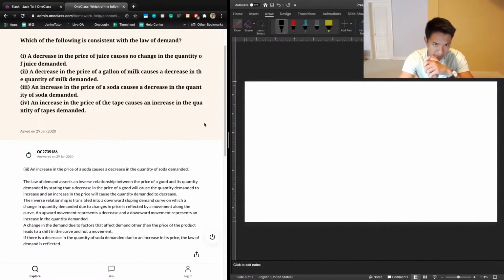So the law of demand tells us that, ceteris paribus, holding all else equal, as price goes up, quantity demanded goes down. As price goes down, quantity demanded goes up. We want to see an answer choice that reflects this trade-off, or this inverse relationship.